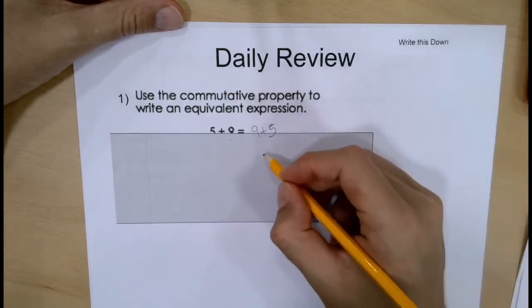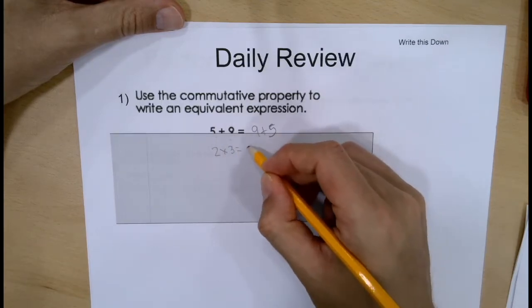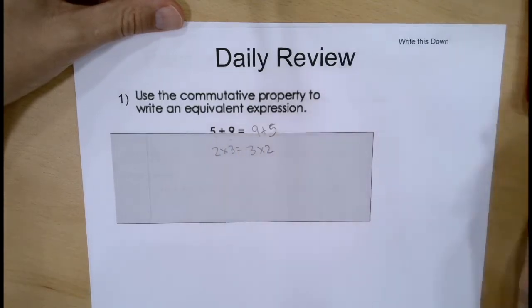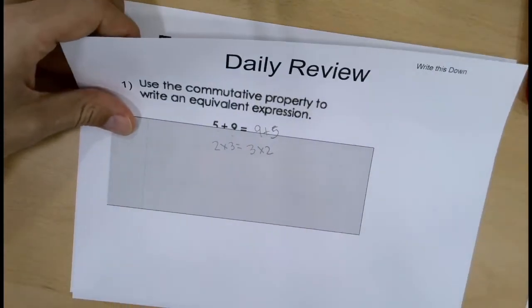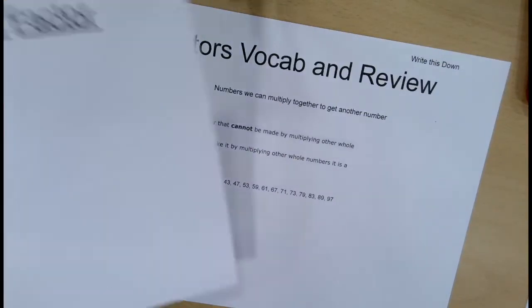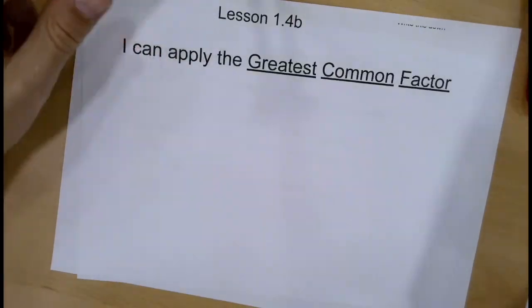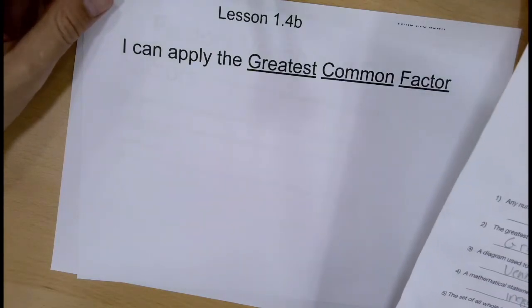The same thing works for multiplication. So if for example I had 2 times 3, that's the same thing as 3 times 2. That's it for our daily review. As we mentioned earlier, our learning goal is greatest common factor. So, what is the definition of a greatest common factor? Well, the factor that is shared by two or more numbers, the GCF.